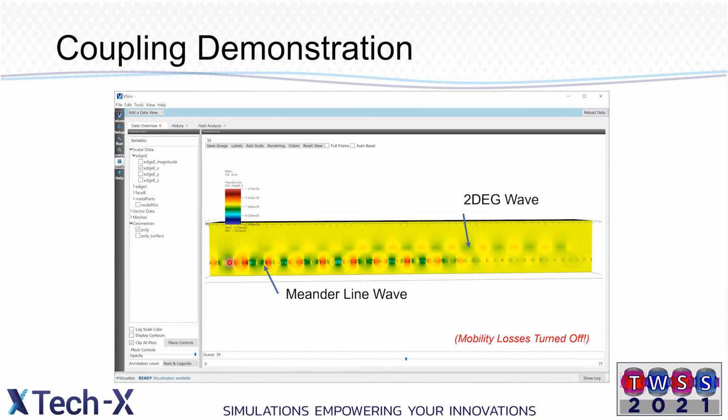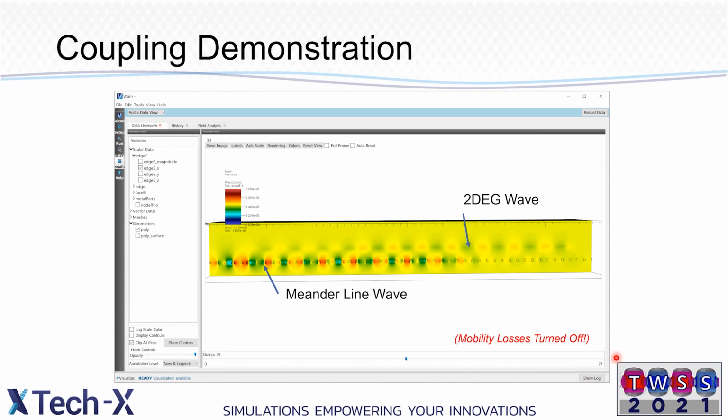I initiate a wave on the meander line, and as it propagates down, it crosses over and converts up to the space charge wave on the 2DEG, which you can see as the second set of contours up here. So this is very exciting.